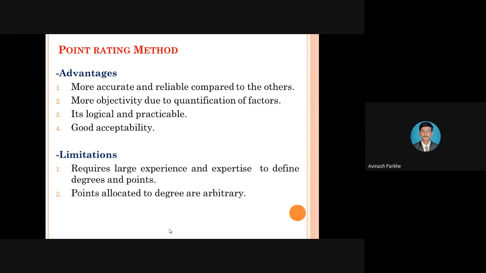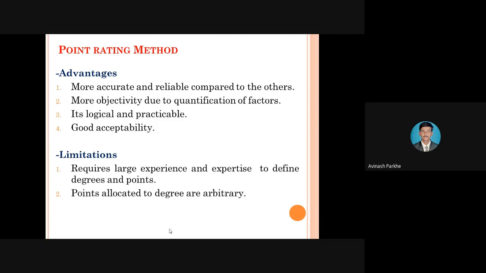Whenever I have to decide the weightage of each and every factor, or the degree, it should not be done by the operator, worker, or supervisor. Highly skilled, experienced persons are required to decide the weightage and the degree, and the points allocated to degree are arbitrary. So sometimes some errors may take place, and some acceptances and rejections also take place. So there are some disadvantages for point rating.